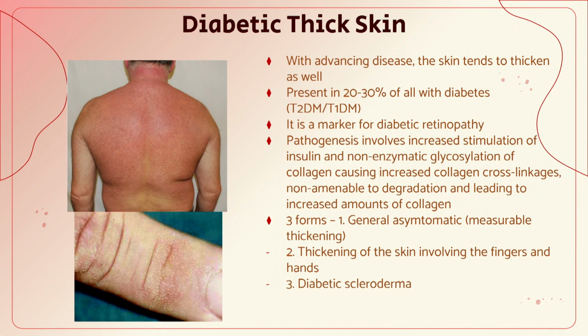Well, it's because of increased stimulation of insulin with the background of insulin resistance and then non-enzymatic glycosylation of collagen, which causes the collagen to form these cross linkages and is not amenable to the degradation process. So there is increased amount of collagen collecting in the skin at localized regions. And then there are three main forms identified. Besides the general asymptomatic ones, the most severe form is the diabetic scleroderma, which again, few of us might have seen them.